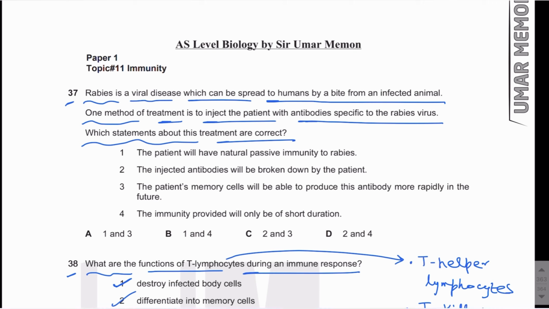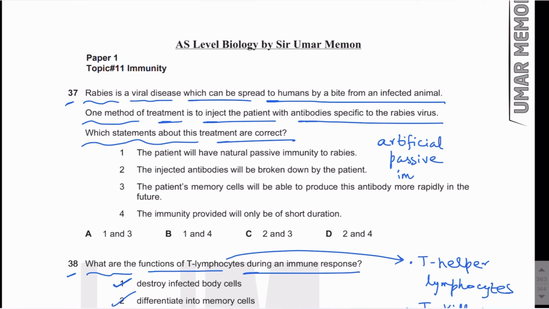So how do we treat rabies? We treat rabies by injecting antibodies which are against rabies viruses, right? So remember this point, that whenever you are injecting antibodies into a person to provide protection against a pathogen or an infection, that is called artificial passive immunity. We call it artificial because we are injecting antibodies, right? So that's why artificial. It's not a natural process. Then because we are injecting antibodies, this is passive immunity.